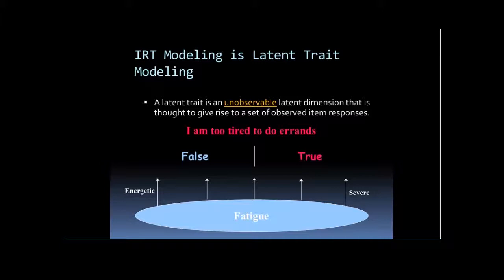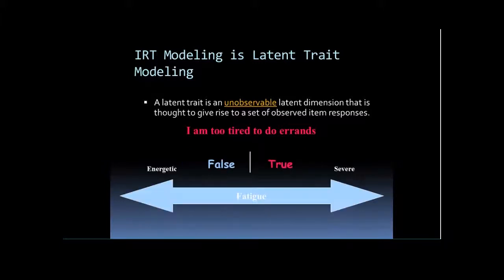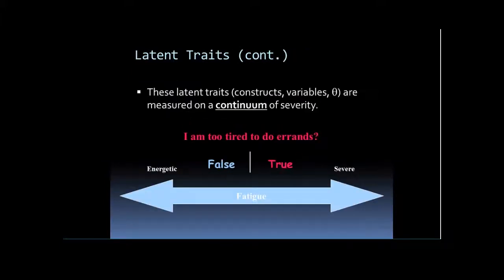But again, what are we doing? By asking a question about an errand, we get at fatigue. Because I can only ask about a person's fatigue: do you have fatigue? Yes, no, true, false. So what we have to do, particularly in patient-reported outcome measures, is circle in on activities or statements that are reflective of the underlying trait, in this case, fatigue.